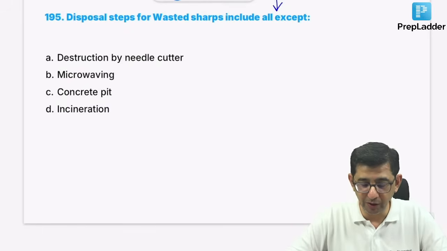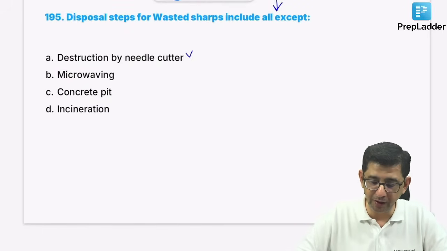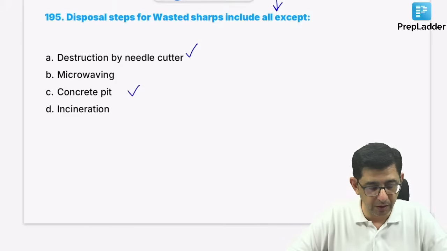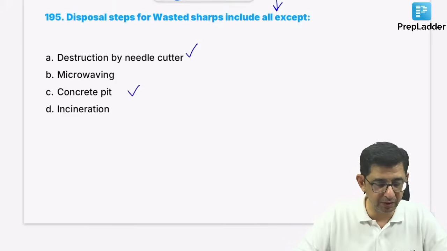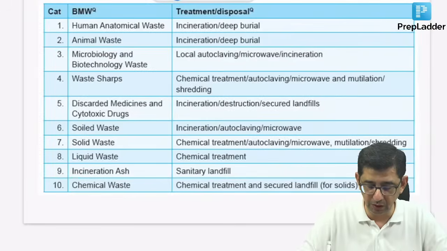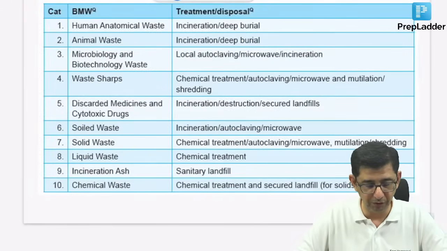Okay, so I'm getting all kinds of answers there. Destruction with needle cutter is okay. Concrete pit is fine. Left pit and microwaving and incineration. Yes, we don't do incineration, guys. Incineration is not a part of waste sharps management. If you look at the algorithm also, we don't go for incineration.